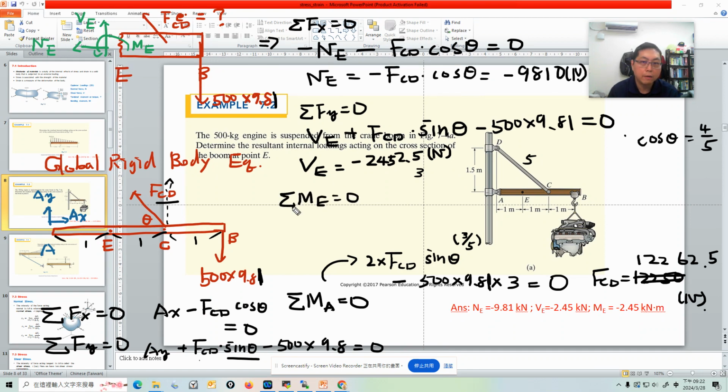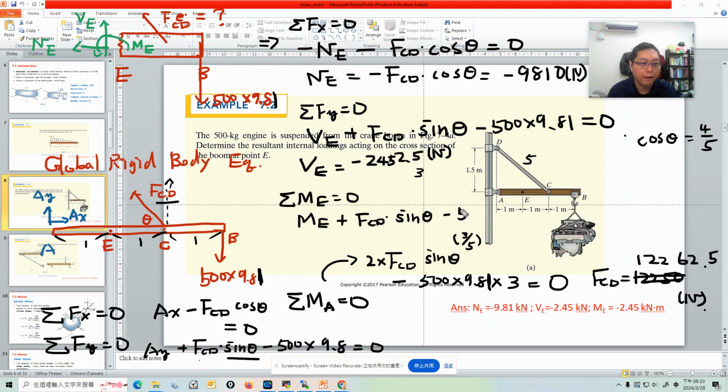So at this point, at E, we have the moment. We still have to write it out. Whatever moment do we have? FCD, FCD sine theta, right? FCD times sine theta. The reference point is E, so it will create a counterclockwise rotation, so it's positive. And here, force B will create a clockwise rotation, so it will become negative.